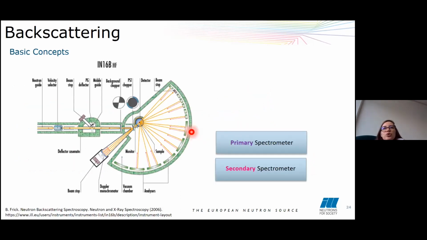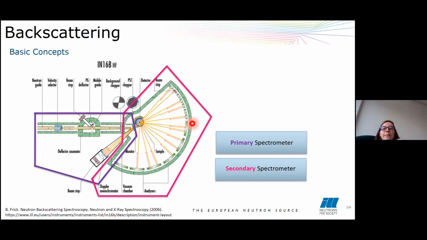So to better understand how a backscattering instrument works, we split it into a primary and a secondary spectrometer. The primary spectrometer defines the incoming neutron beam before the sample, and the secondary spectrometer analyzes the energy transfer after the scattering process on the sample.